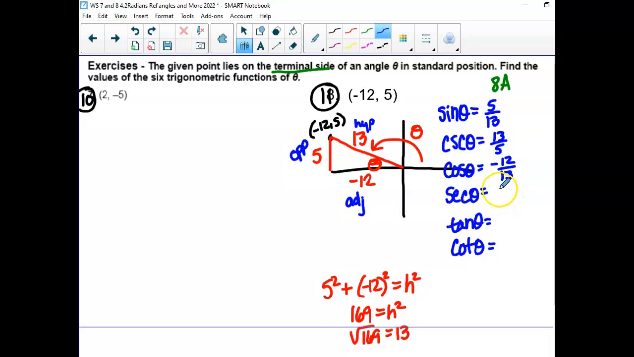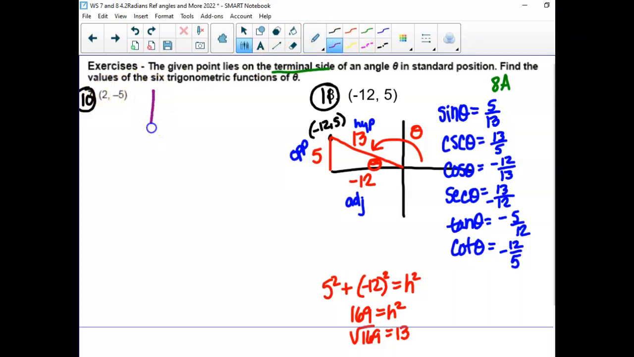Secant is the flip of that, so it's also negative. Doesn't matter where you put the negative, top, bottom, or in the middle. Tangent, opposite over adjacent. Can someone give me that one? Negative 5/12 or 5 over negative 12, however you want to write it. And cotangent, then you would flip that over. Okay. Unfortunately, they're not all that easy because we got that disgusting rule about rationalizing radicals.